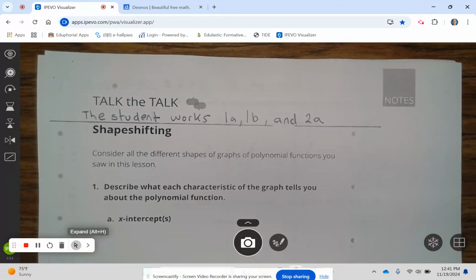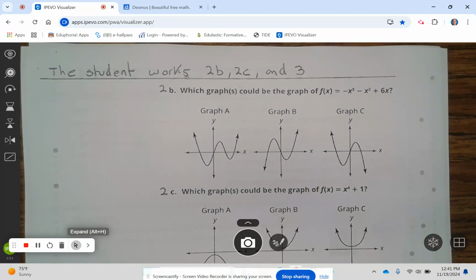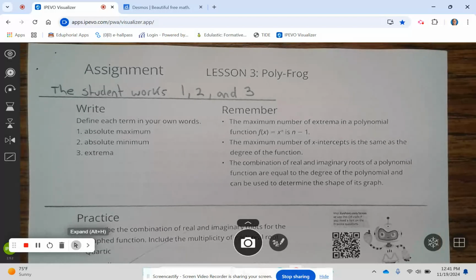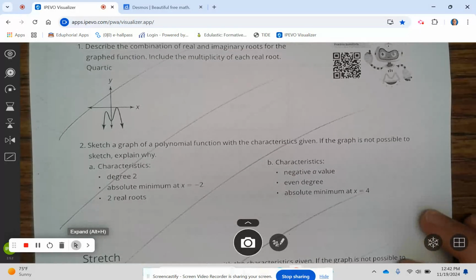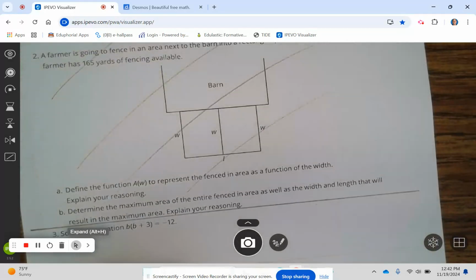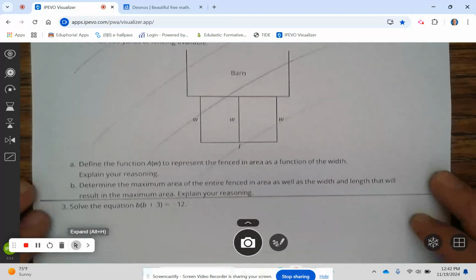All right, the student works 1A, 1B, and 2A. The student works 2B, 2C, and 3. The student works 1, 2, and 3. And then mark out the remainder of the page. And then the student works 3. So mark this out, and then work number 3.